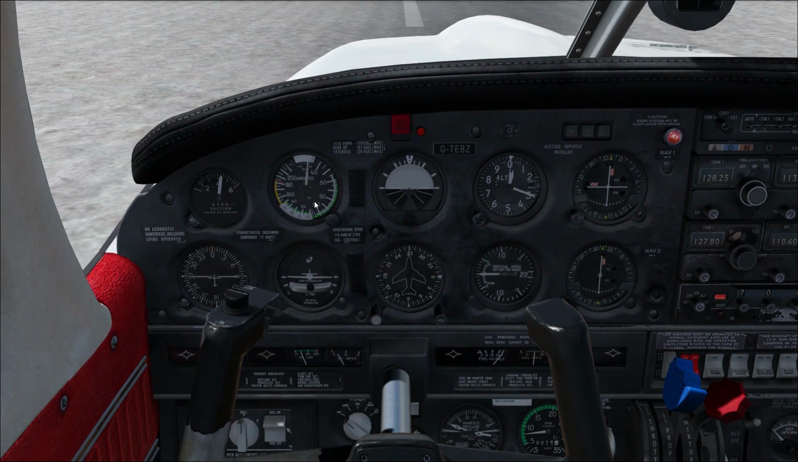So if you are doing 100 knots, you are actually doing 92 knots over the ground. So this is something to take into account, perhaps whilst you're landing, because if you're landing and you want to land at 80 knots, you're actually landing at 72 knots.